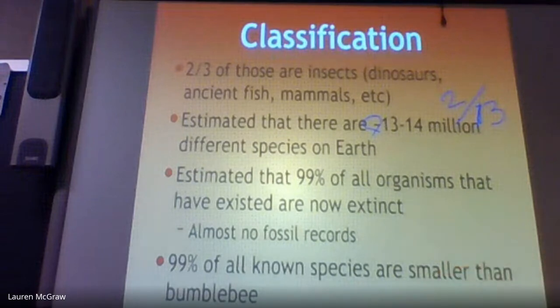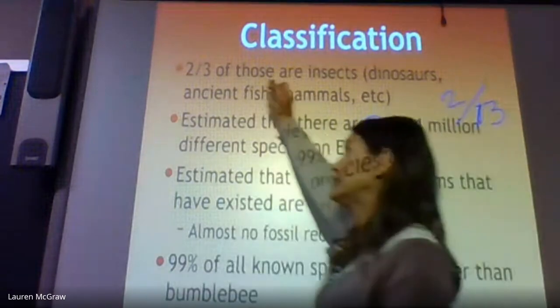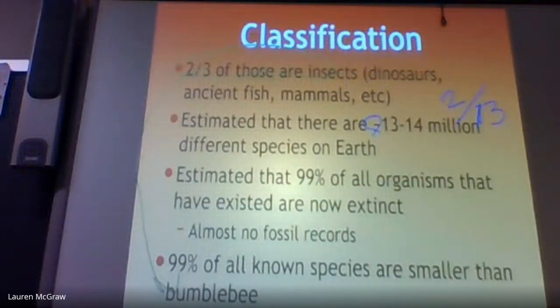So, at any rate, give me 1 minute. Let's go over this guy. 99% of all species are smaller than a bumblebee. We already said 2/3 of them are insects. So 2/3 being smaller than a bumblebee, we can kind of get on board with that. But what other species are smaller than insects? Bacteria. Thousands and thousands of different species of bacteria. What about fungus? What about other organisms that are microscopic? Protists. There are so many things out there that are smaller than insects. 99%. We're the anomaly.